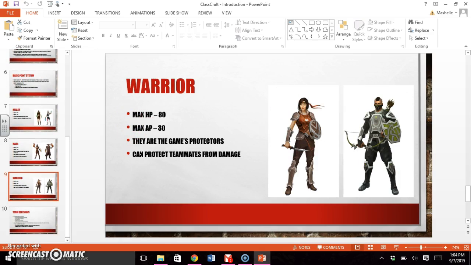Okay, a warrior has the strongest health points. So if you have discipline issues, if you are late to class a lot, if you miss books a lot, this is the type of character you want to be. Okay, so a warrior has the highest health points, but they also have high action points because they are the game's protectors. They can protect other people from actually taking damage within the game. And that is important because you can save your teammates from dying and take some of the damage upon yourself, and then the healer can help to heal the warrior.